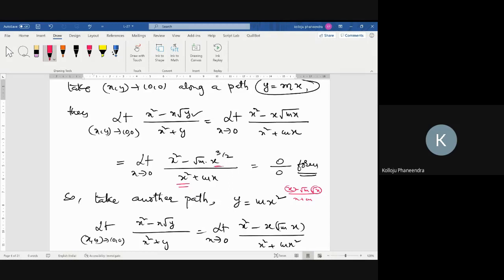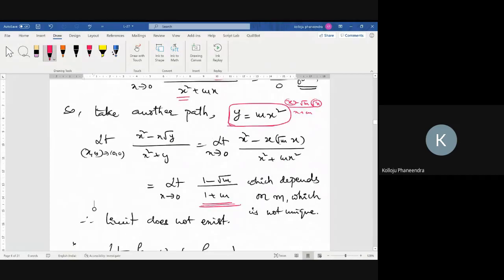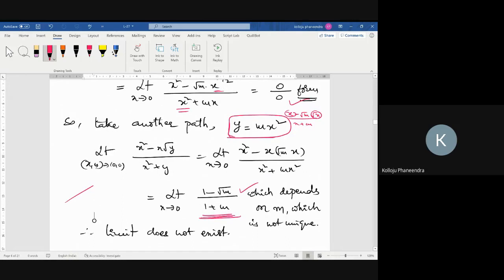See, the problem is a very good problem. See, y equal to mx, this is one path, along a straight line, right? If I consider another path, y equal to mx square, a parabola path, then what is the value? It depends on m. So along the straight line, we are getting 0 value, and along the parabola, we are not getting 0 value. Along any path, the limit value must be unique. That must be true. For this problem, it is not true. Hence, the limit does not exist.